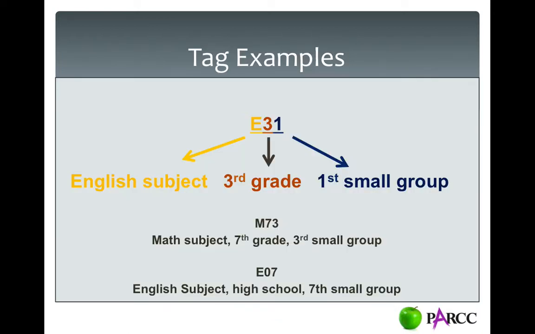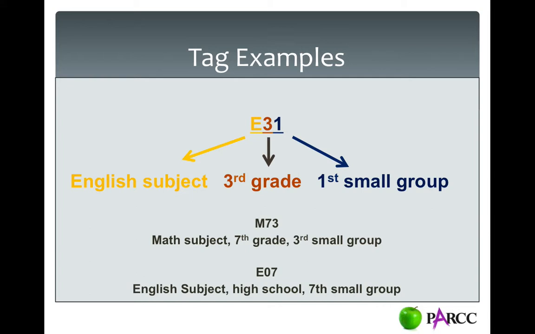Keeping that small group in mind, what does it mean when a teacher sees their students have been assigned to E31? Though very small, the number E31 provides valuable information for teachers and school test coordinators. In this specific example, each character of the code represents something specific. The E in E31 refers to the subject, English. The 3 represents the grade level. In this instance, these students are in the 3rd grade. Finally, the 1 refers to the small group number.